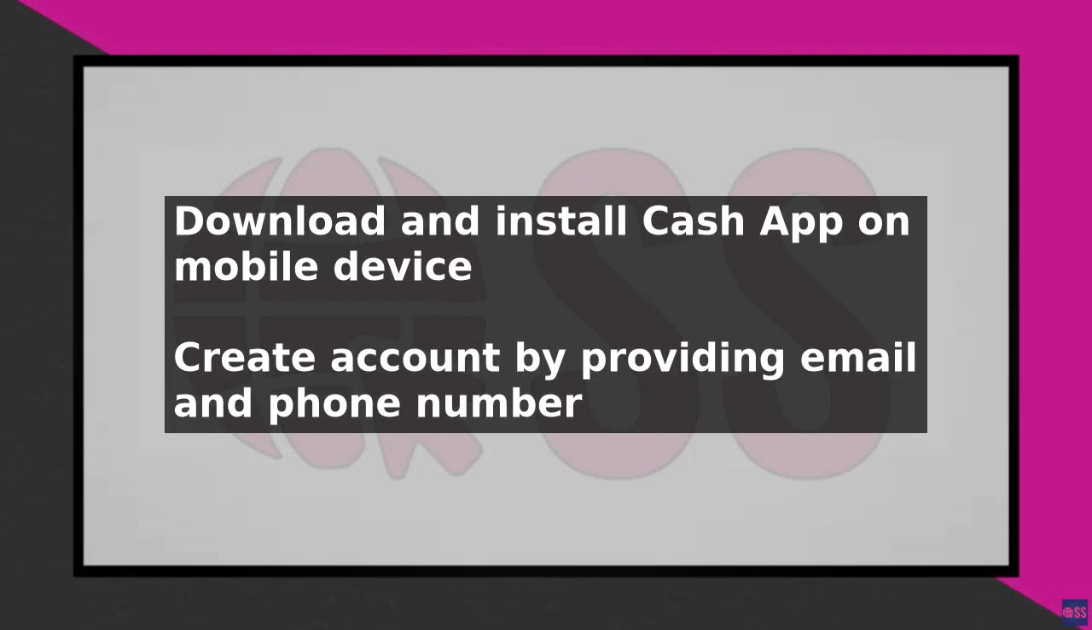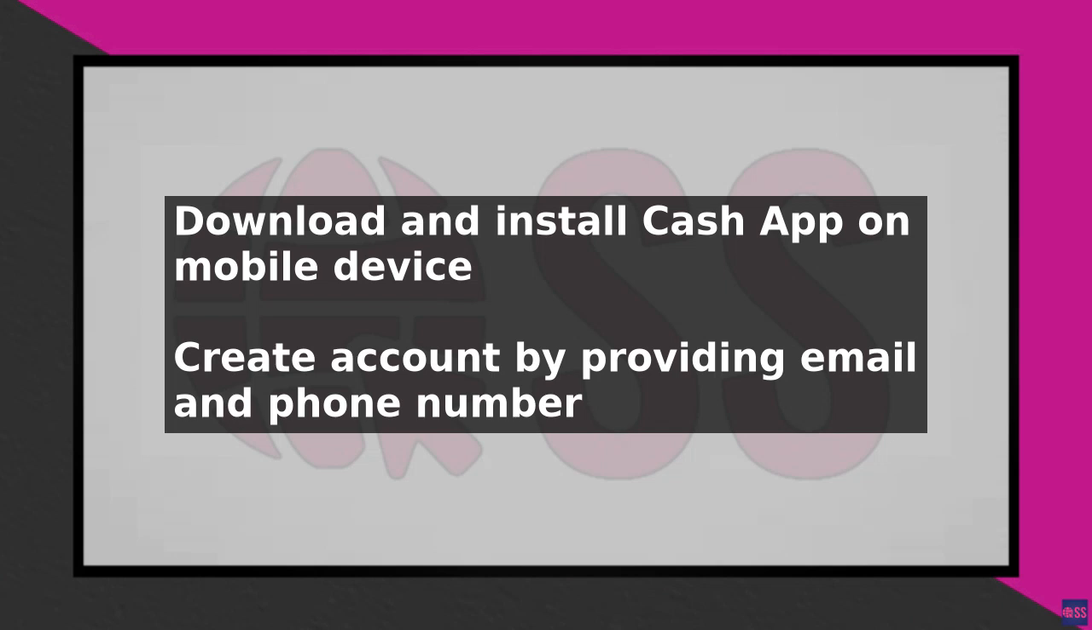To use Cash App for Apollo Group TV, start by downloading and installing the Cash App on your mobile device. Once installed, create an account by providing your email address, phone number, and other required information. Verify your account by following the prompts sent to you by Cash App.